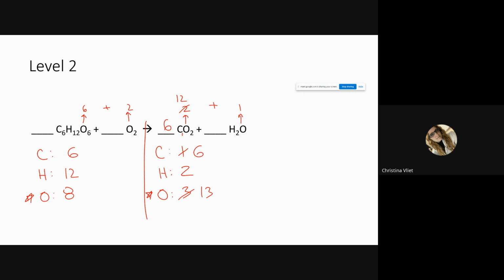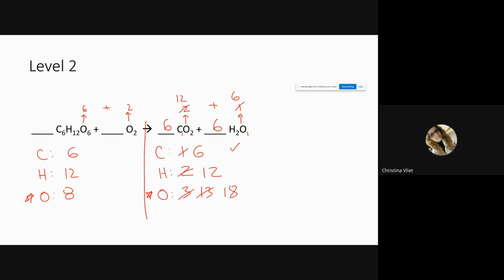What do I need to change now? My carbons are good. What needs to change now? Anything but oxygen, because 8 and 13, those numbers are right. The hydrogen. Hydrogen, 2 to 12. What number do I put in front here to make that happen? 6. Okay. So 6 times 2 is 12. But now I also have to change the oxygens again. 6 times 1 is 6 oxygens in water. I have to add that to the 12 I have in carbon dioxide. So 12 plus 6 is 18. Yes. Go ahead, grab that. 18. Okay. So I have 18 oxygens on this side.